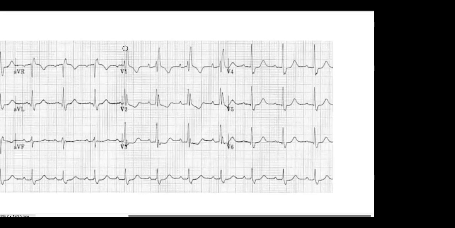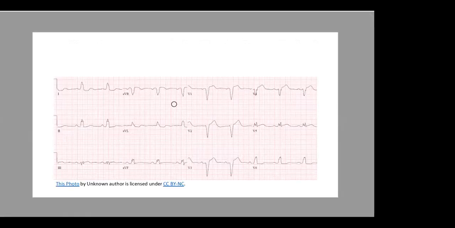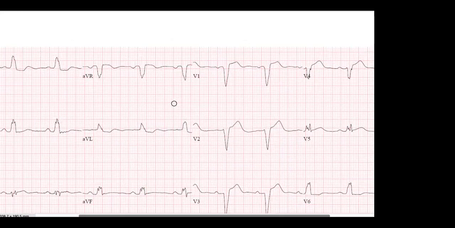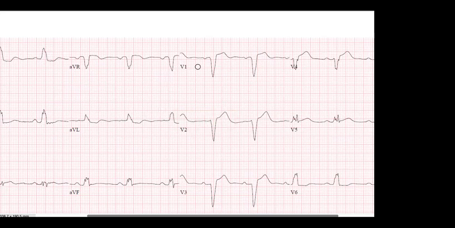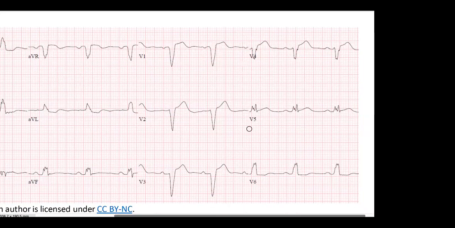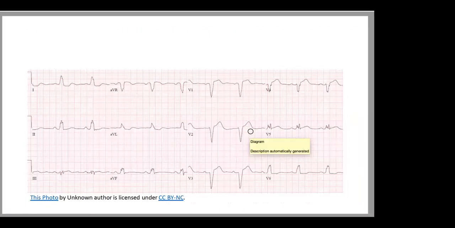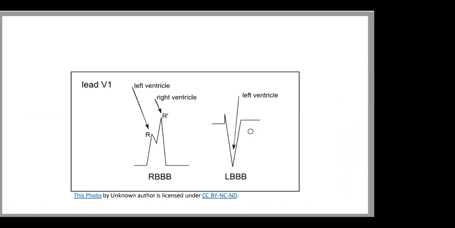LBBB. But you can see that the V1 looks like this, the V6 looks like this, and that's all you have to actually cram in your head if you're not sure of what is happening. V1 and V6. There's a bridge which I will teach you the next time on how to cram on RBBB and LBBB. You can see here RBBB looks like an M, LBBB mostly like a W.